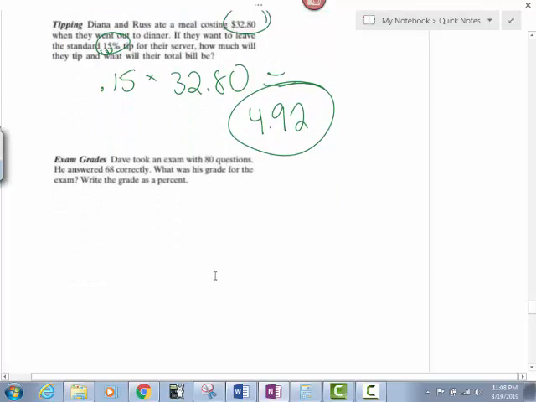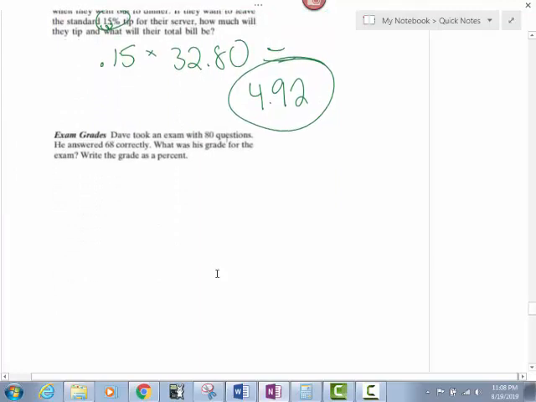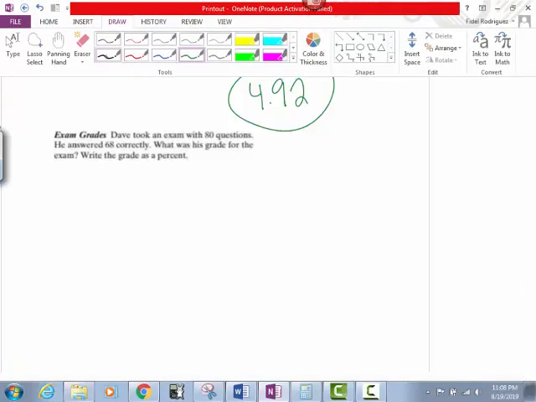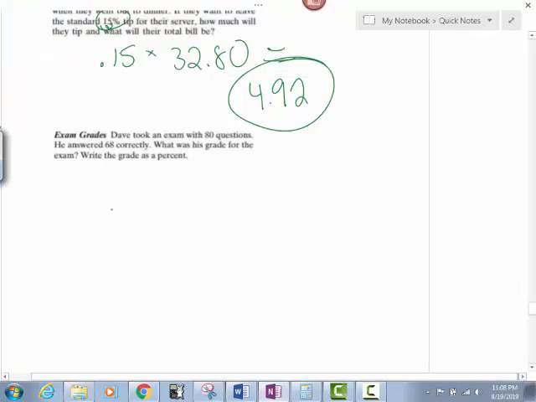Okay. The next problem here, it says Dave took an exam with 80 questions. He got 68 of those questions correct. What was his grade for the exam? Write the grade as a percent. Okay. So I want you to know this problem's slightly different. Okay. We're going to write a percent. The test had a total of 80 questions. Dave actually got 68 of them correctly. What percent would this be?